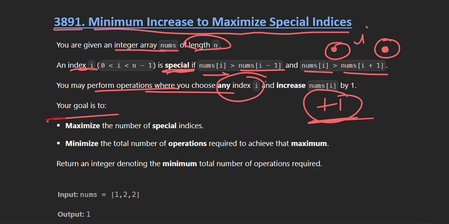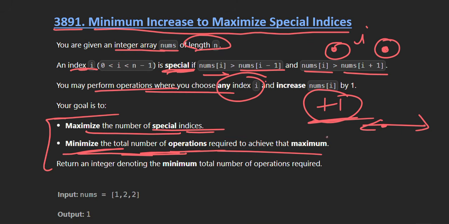And our goal is to maximize the number of special indexes in the array, and with that we have to minimize the total number of operations that we require to achieve the maximum number of special indexes. And at the end what we have to return is an integer which denotes the minimum total number of operations required to maximize the special indexes, right?